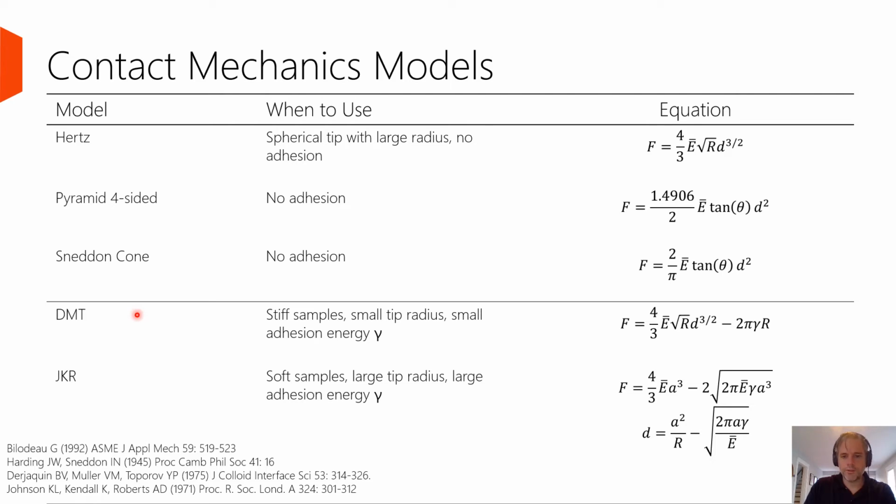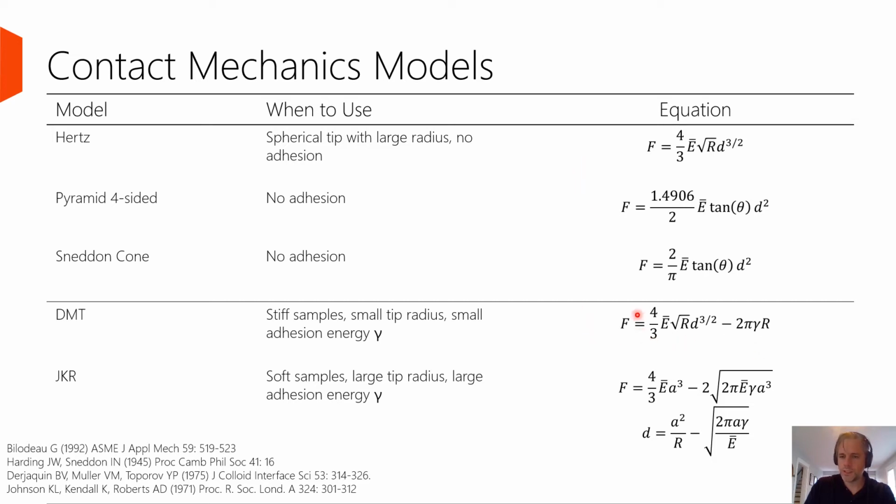Now, if you take into account adhesion, we have two other models to describe that. One is the DMT model. This is typically used for stiffer samples with a small tip radius and a small adhesion energy gamma. We also have the JKR model, which is mostly used for softer samples with a large tip radius and large adhesion energy. And now the equations are a little bit more complicated than the first three.